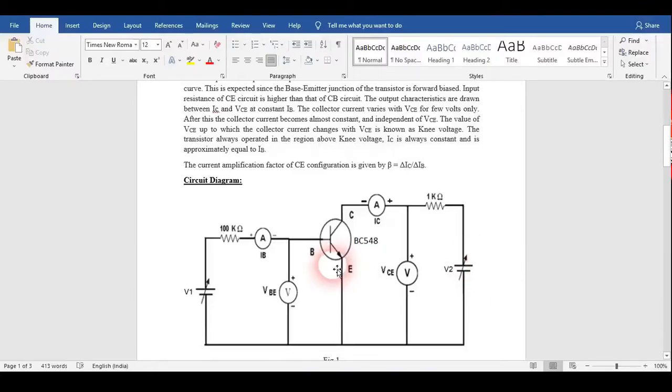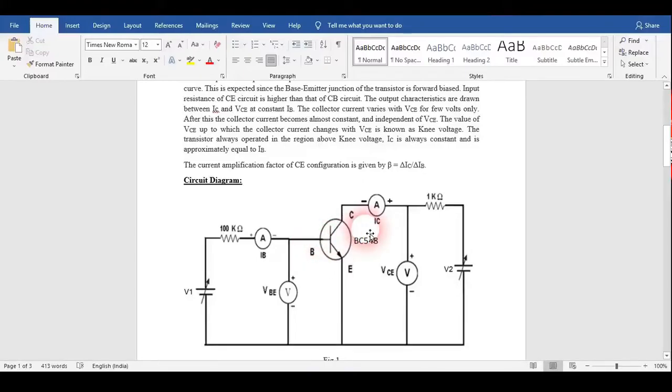If we are going to do the input characteristic, just look here at this B junction and E junction. It looks like a forward bias diode. This whole circuit looks like a circuit having a PN junction diode in forward bias condition. So if we perform the input characteristic, we will get a graph similar to the forward characteristic graph of a PN junction diode. So this happens for the input characteristic.